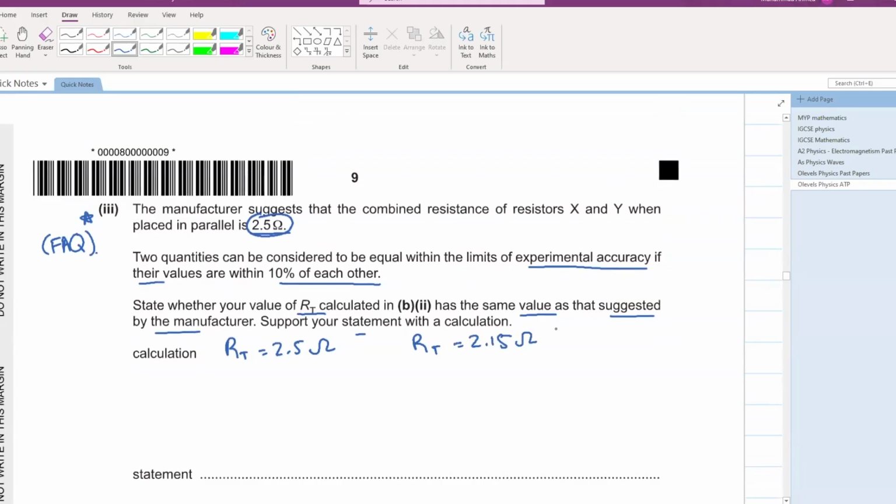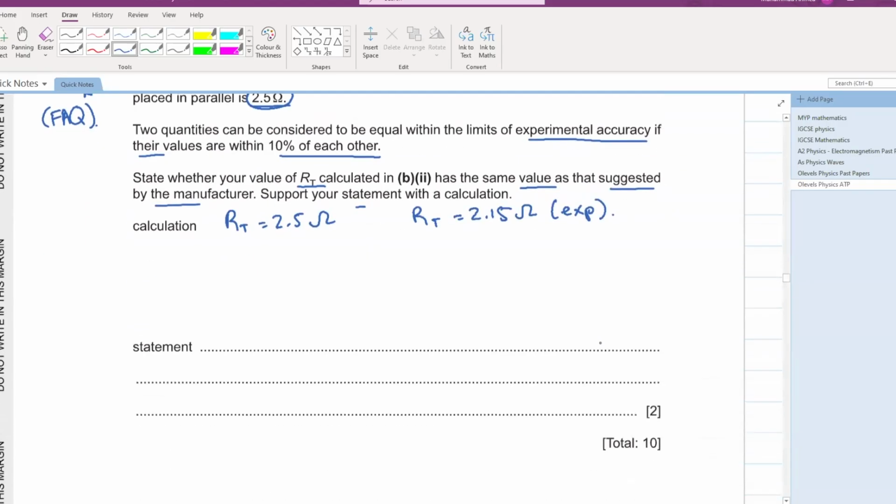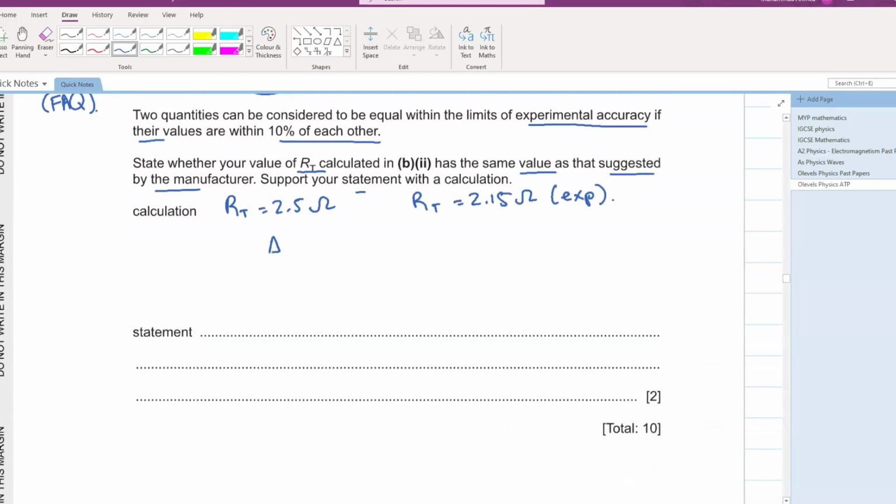You have to tell whether this value which you have calculated with experiment is justifiable or not. Now always remember this question is solved using a specific method. You have to use that same method. If you do, you will get full marks. You have to calculate the percentage difference. You have to calculate the percentage difference in R. How will you do that? Larger value of R minus the smaller value of R. And this applies to every variable.